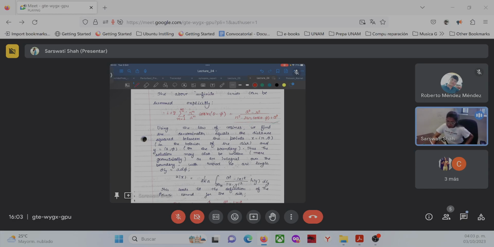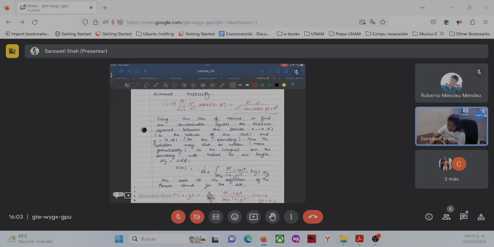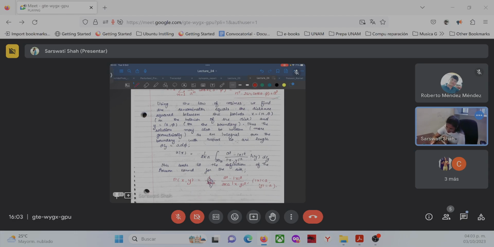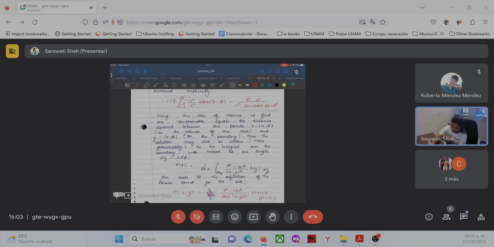Thus, the solution may also be written more geometrically as an integral over the boundary with respect to arc length, ds_y equals a d phi. So the law of cosines. Just wait. r is equal to a, x equals a cos theta and y equals a sin theta.